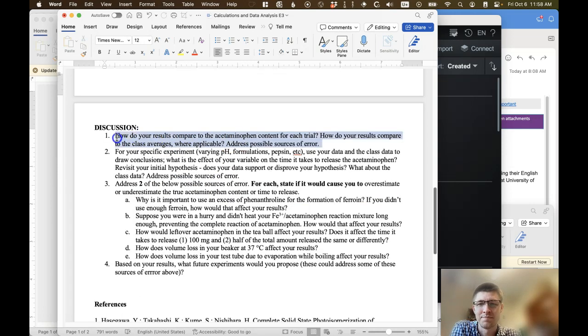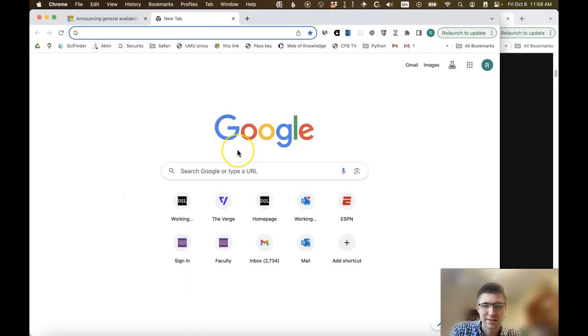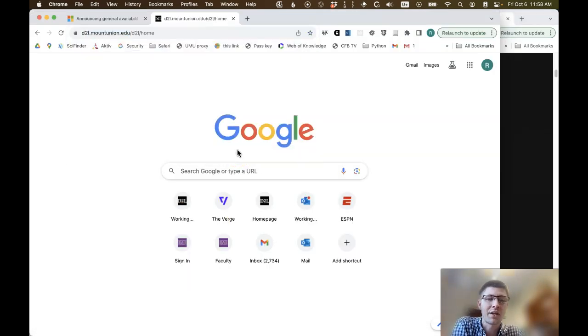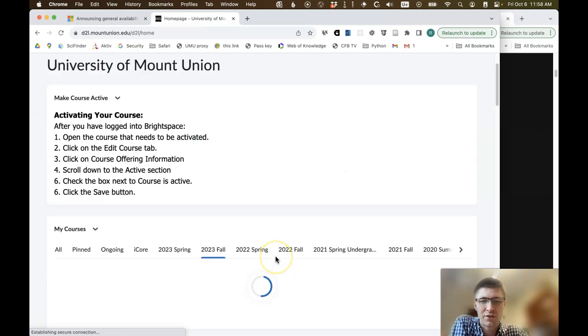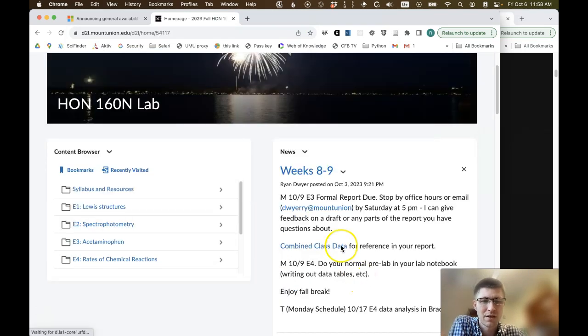So we've got just qualitative, what's going on with the different acetaminophen contents. That gives you an idea of, did you overestimate, did you underestimate, did you fully release the acetaminophen or not? Drawing those conclusions, again, that's where the class data could definitely be useful as something to compare to. If you look on the D2L site, we have all of our class data here, so the combined class data.